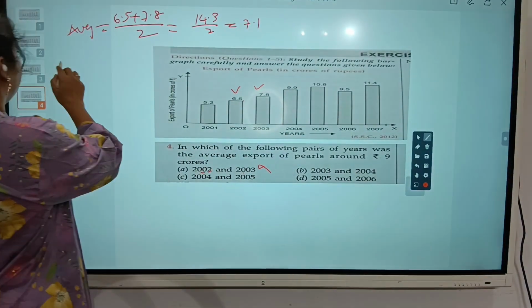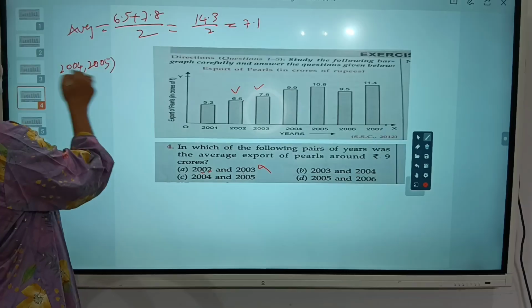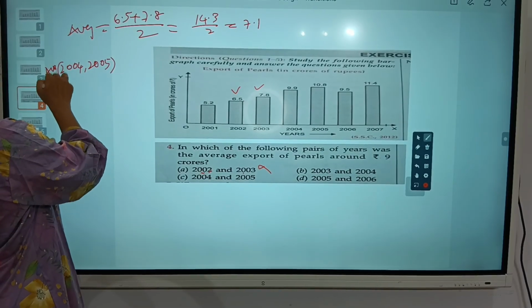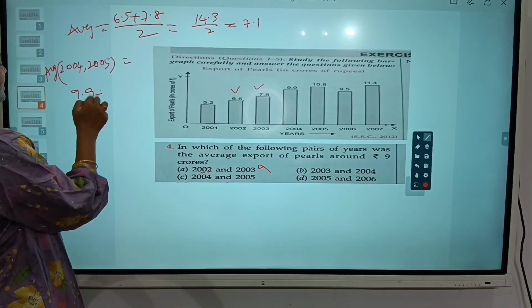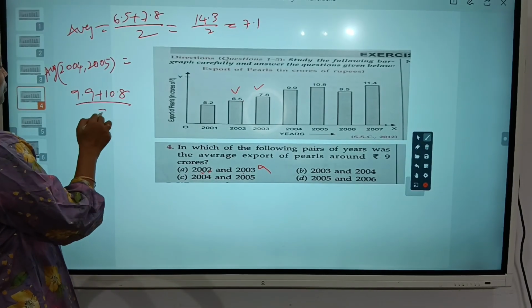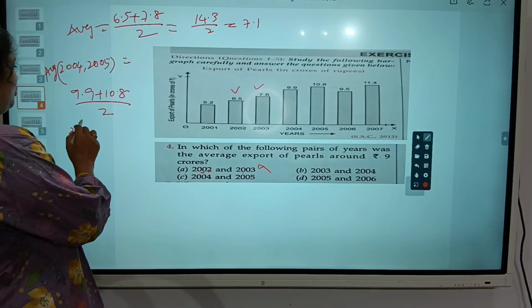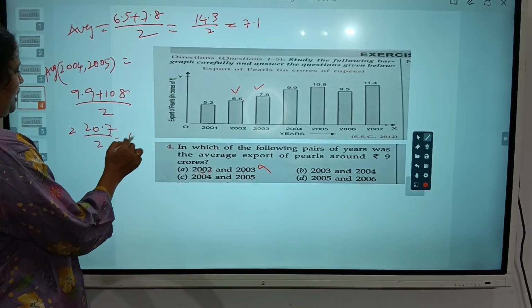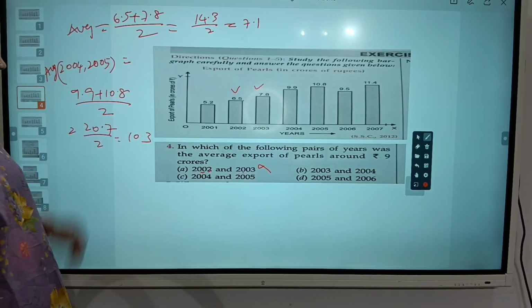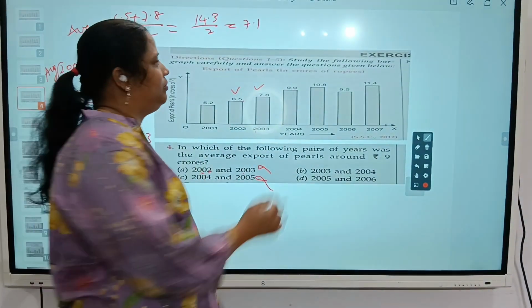2004-5, it is 4.5. Average is equal to 9.9 plus 10.8 by 2. So 20.7 by 2. So this is not the answer. Again we move to 2003-4.